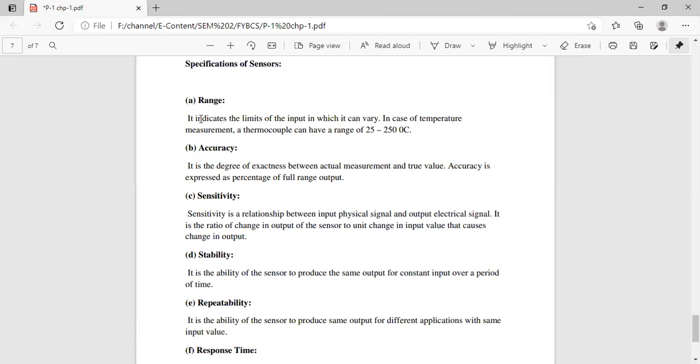In the case of a temperature sensor, there is a limit, a range from this temperature to this temperature only, that a thermometer can measure. For example, in temperature measurement, a thermocouple can have a range of 25 degrees Celsius to 250 degrees Celsius. So, beginning from 25 to 250 degrees Celsius, we can measure temperature with a thermocouple. There are other types of temperature sensors whose range is different.